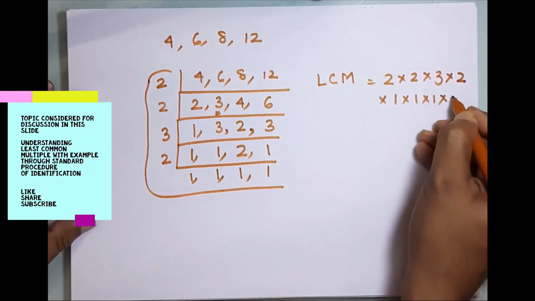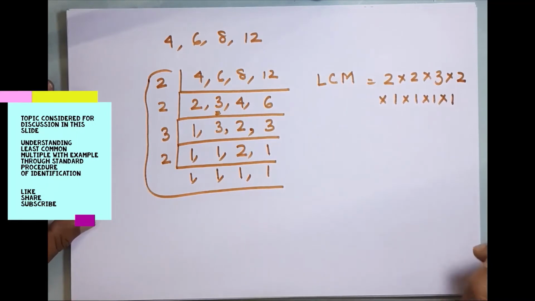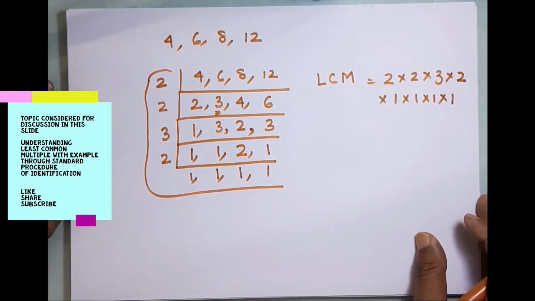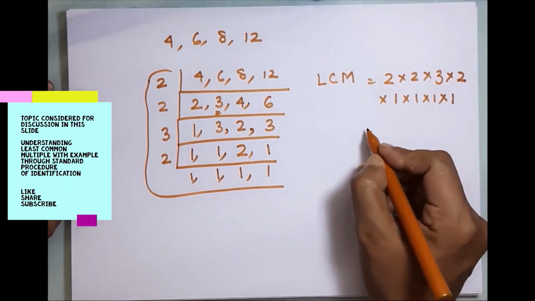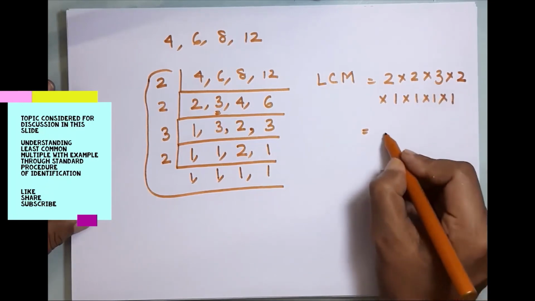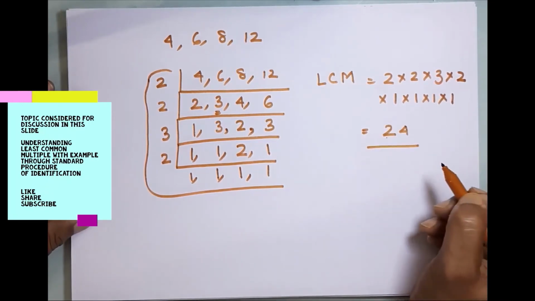Even if I don't write 1, it doesn't make any difference, because any number multiplied by 1 remains the same number. But as it is a process, I have noted it down. While you are executing your problems in your problem sum, probably you would like to omit it, because it doesn't carry much significance. Okay, so the LCM will be 2 2s are 4, 4 3s are 12, and 12 2s are 24. So the answer is 24.